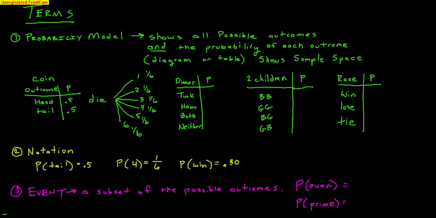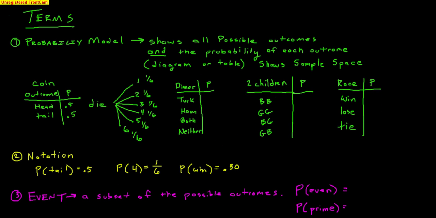Alright, so before we move to talk about the probability rules, let's make sure we talk about a couple terms. The first thing we need to understand is what is a probability model. A probability model shows all possible outcomes and the probability of each outcome. You could do this in a diagram or in a table. Now we call this the sample space. The sample space is simply everything that can happen. That's kind of a weird term for this, but it's again every single thing that could happen for your random event.